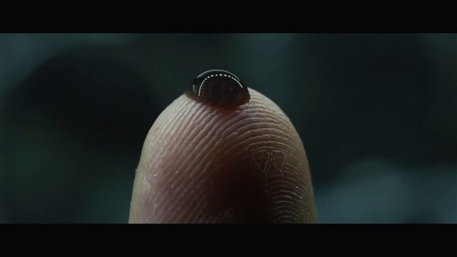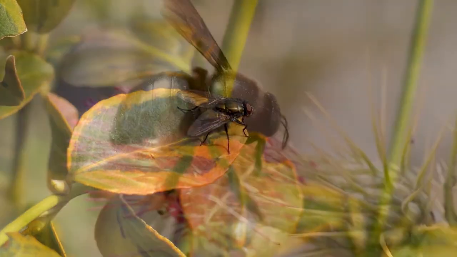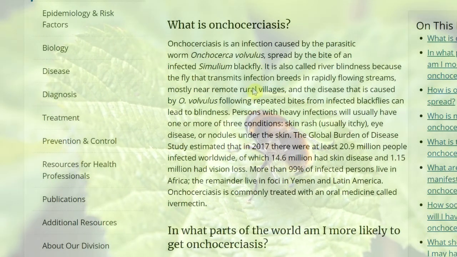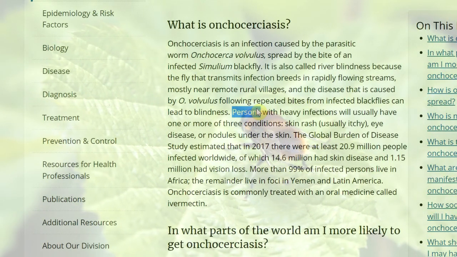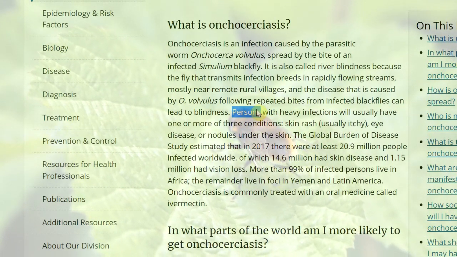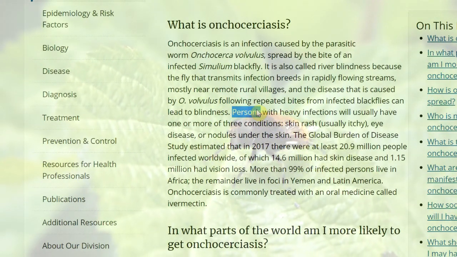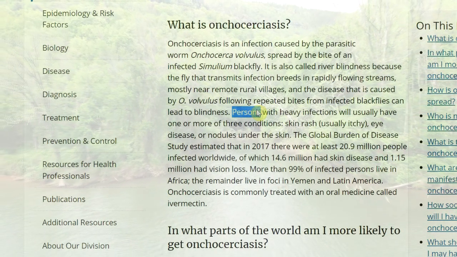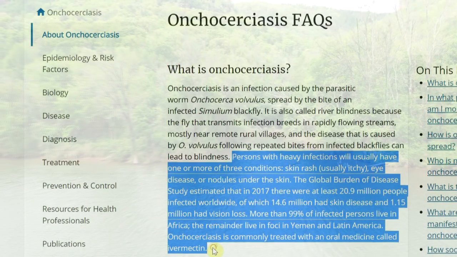But as we all know, big things have small beginnings. And in the case of infectious diseases, such small things can frequently lead to catastrophic outcomes. According to CDC, Centers for Disease Control and Prevention, persons with heavy infections will usually have one or more of three conditions: skin rash, usually itchy, eye disease, or nodules under the skin. The Global Burden of Disease study estimated that in 2017 there were at least 20.9 million people infected worldwide, of which 14.6 million had skin disease and 1.15 million had vision loss. More than 99% of infected persons live in Africa. The remainder live in foci in Yemen and Latin America.